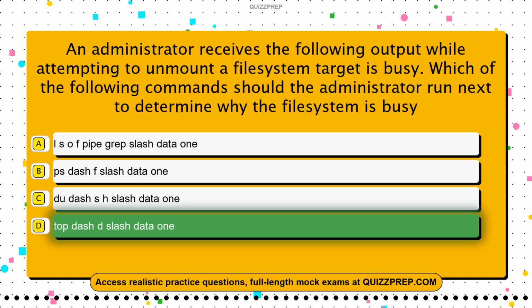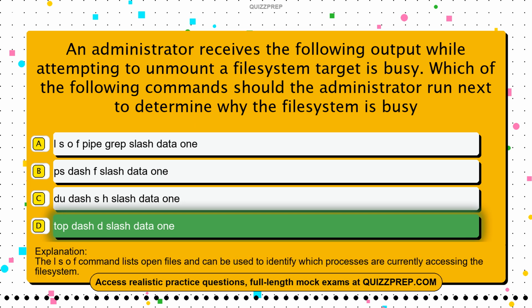The correct answer is option D, top -d /data1. The lsof command lists open files and can be used to identify which processes are currently accessing the file system.